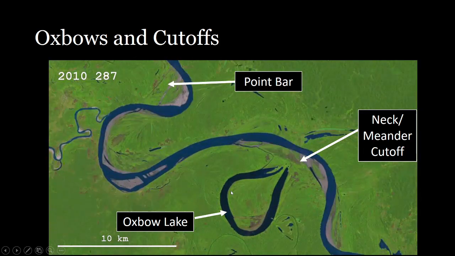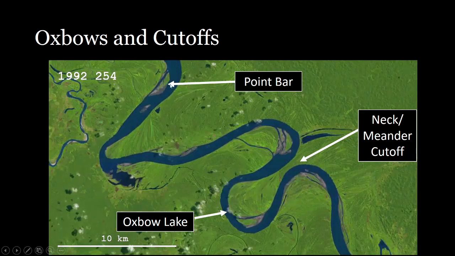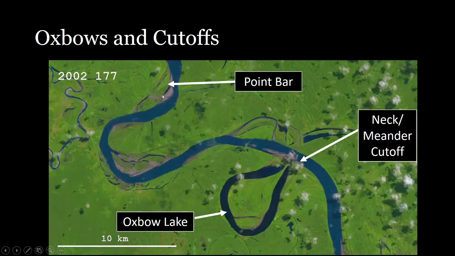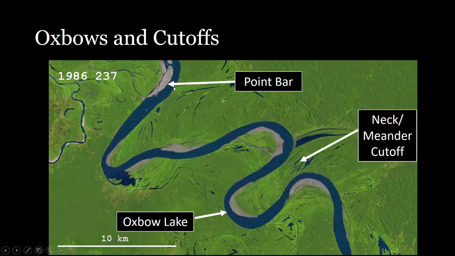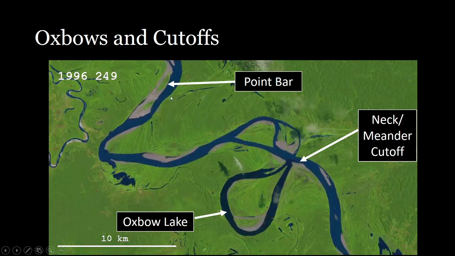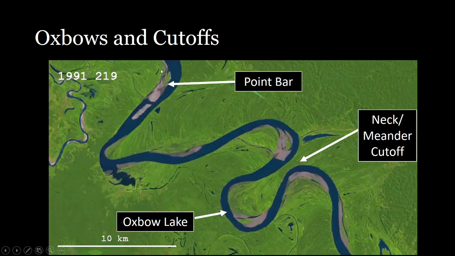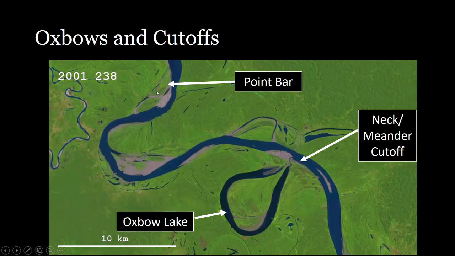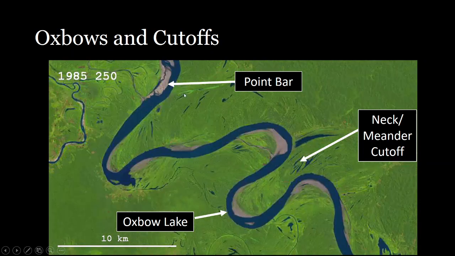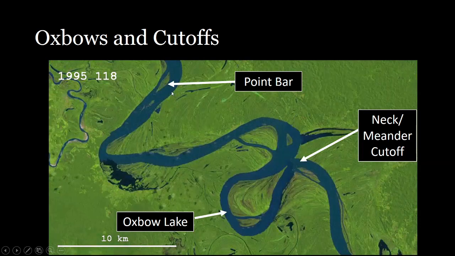We also have point bars developed. So on the inside of a bend, you have deposition. So on the outside of the bend, you have erosion occurring and that meander propagation. But on the inside, you have deposition of sand. And this point bar can extend out as you have more deposition occurring.